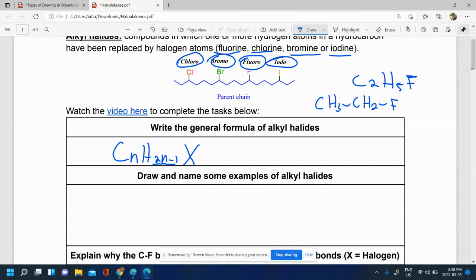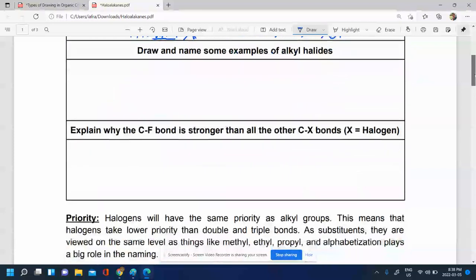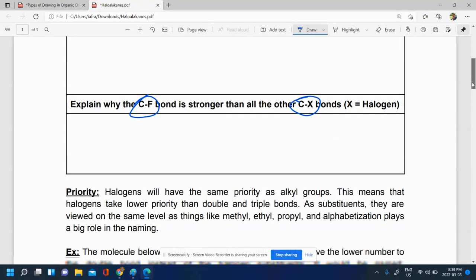And then the reason is because of the halogen represented by the X, where X can represent I, Cl, F, or Br. And you're going to go and learn more about this by watching this video here. You'll see some examples of alkyl halides and you'll provide some names. And then you'll also learn about why the C-F bond is stronger than all the other halogen carbon bonds, the C-X bonds there. So do watch the video to gain some more insight on that.